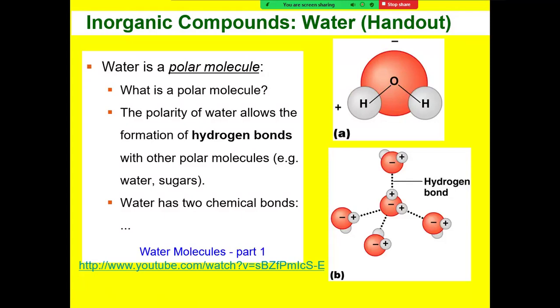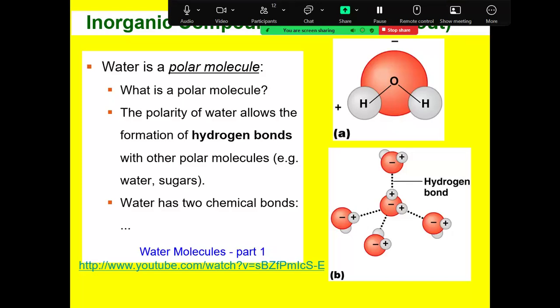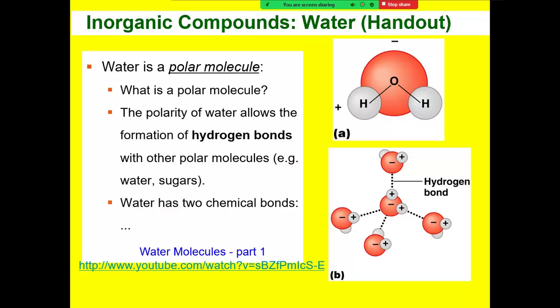The partial charge is not a term that your textbook author uses. I think he calls it a slight charge. What I'm referring to is that the oxygen does not have a -1 charge. Okay? It is less than a -1. I'm not sure what it is exactly, but it's some fraction. Any question about any of that?